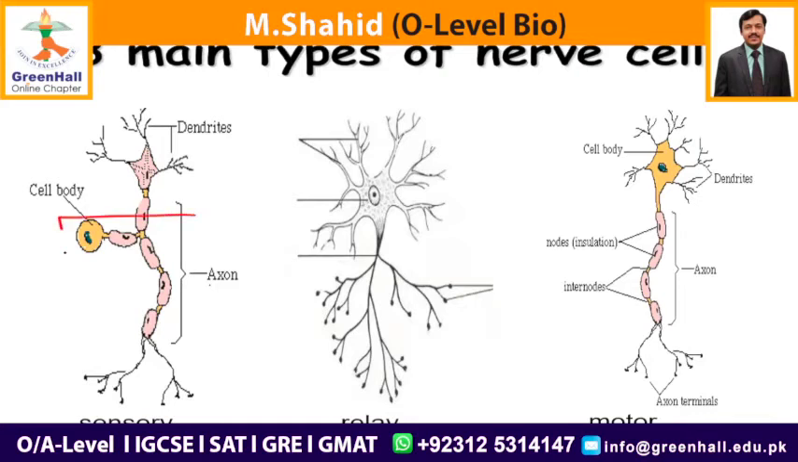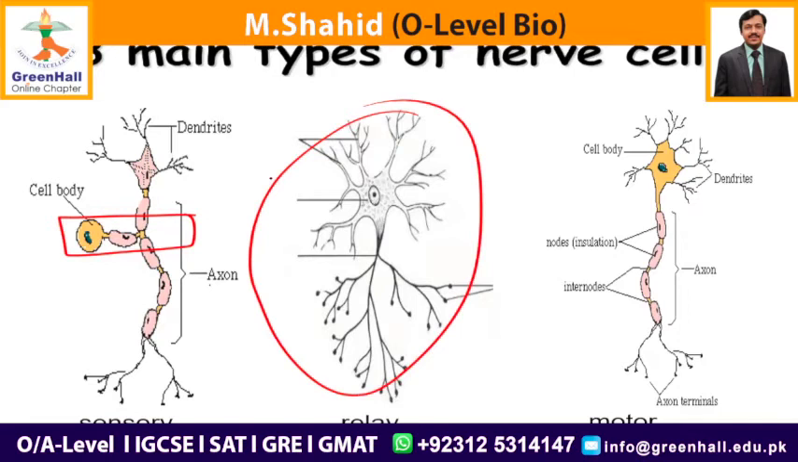Our conclusion is that sensory neurons have the cell body in the middle of the axon. Remember that, keep that in your mind. Whereas relay neurons are altogether made up of the cell body. They don't have any axon because they have no need to transmit the nerve impulse over a longer distance. But motor neurons have a cell body at one side instead of the middle of the axon.